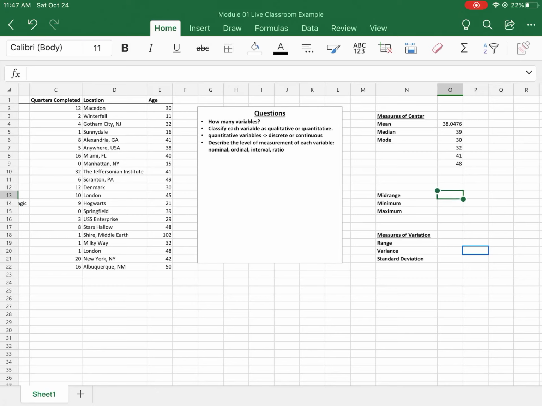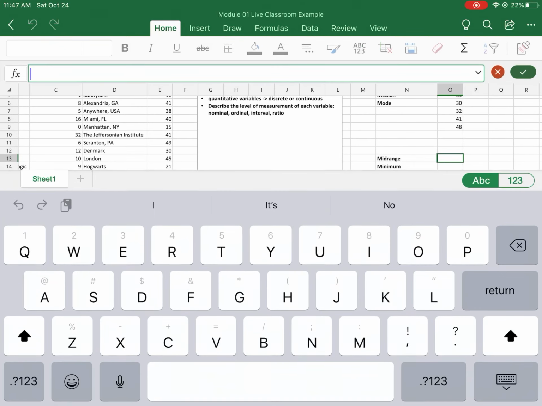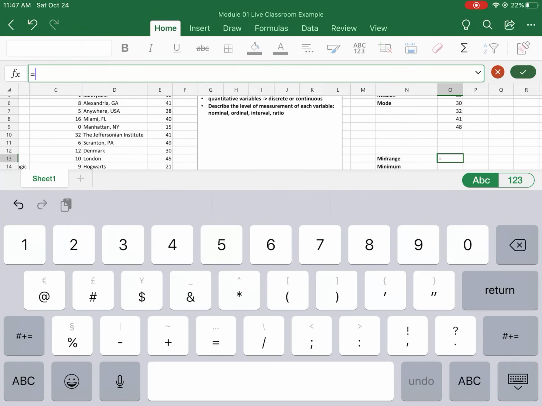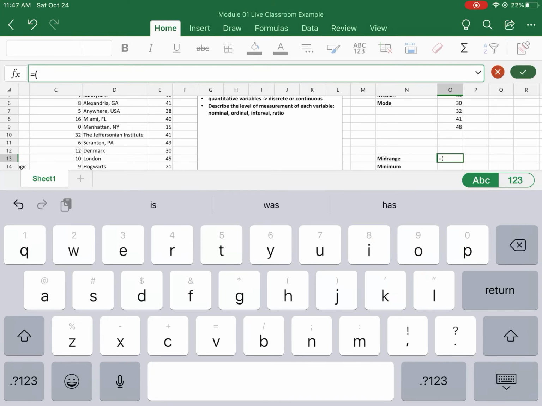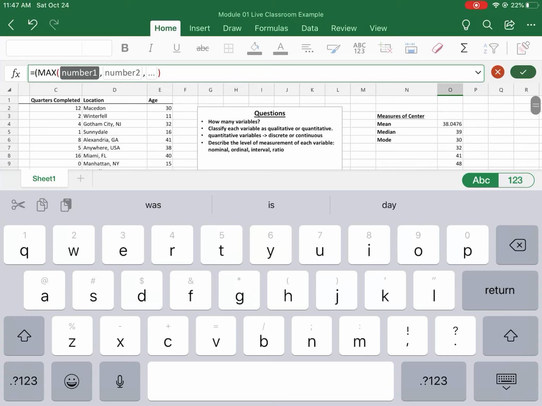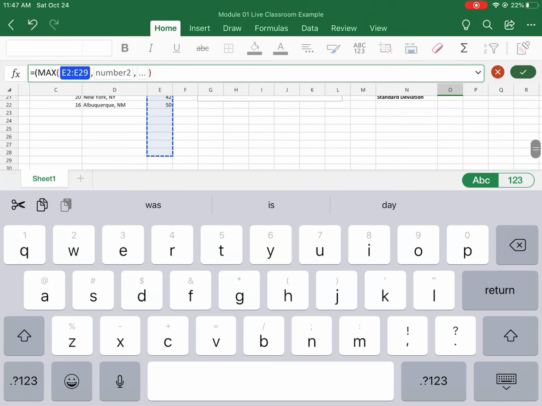So the next thing I'm going to do is the mid-range. Now here, remember, this is what I was talking about with the parentheses, where you want to be careful. So the first thing I'm going to do is the parentheses. Then I'm going to hit the max. And again, I'm going to make sure I highlight it, here to there.